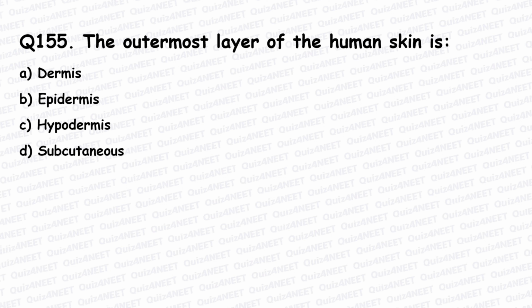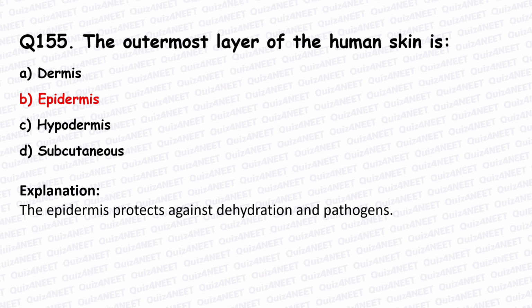Q155. The outermost layer of the human skin is A. Dermis, B. Epidermis, C. Hypodermis, D. Subcutaneous. Answer B. Epidermis. Explanation. The epidermis protects against dehydration and pathogens.